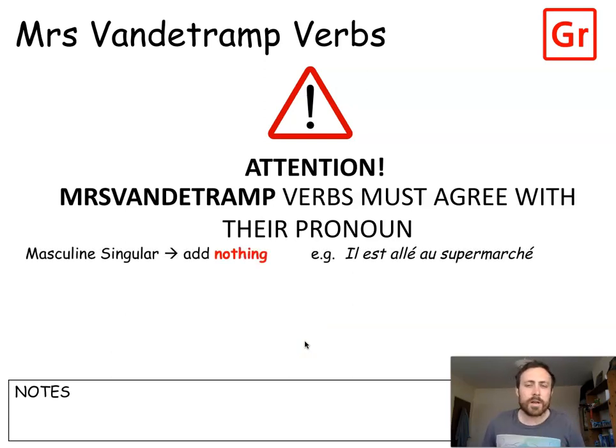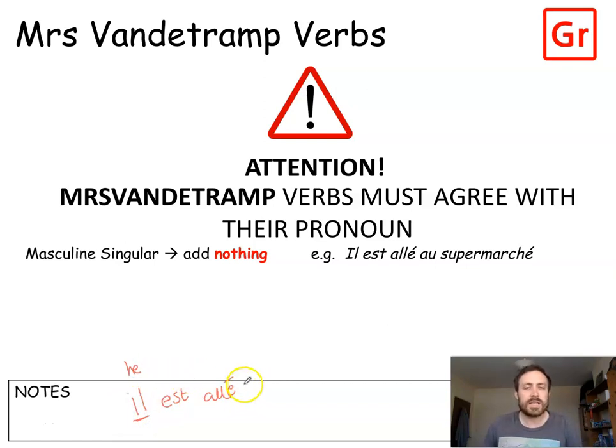What does that mean by agree? Well, for example, I'll make some notes down here for you. If it's masculine singular, for example, he went. Il est allé, like that. Now, agreement means we need to add something to the end of it, and it needs to match this person, the subject. Now, this is he. It's masculine singular. It's one person, and it's a boy, so it's he.